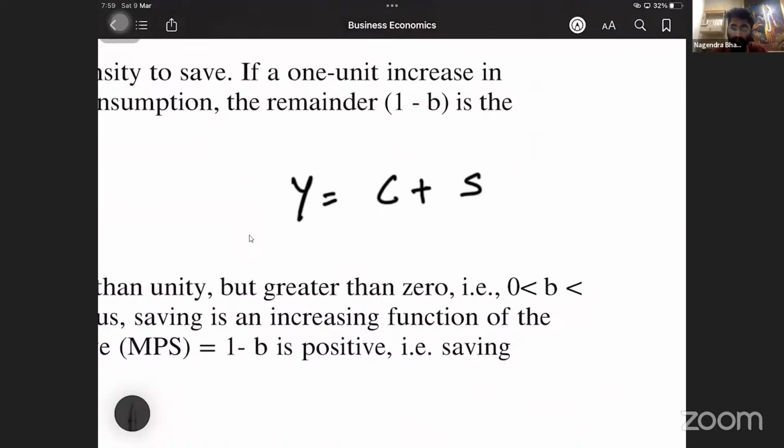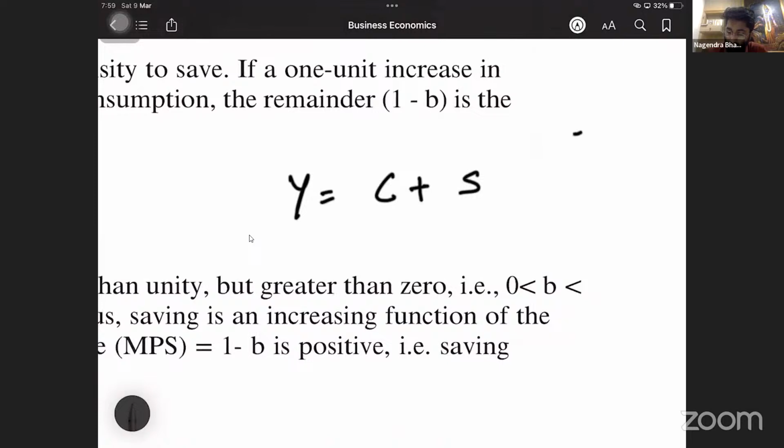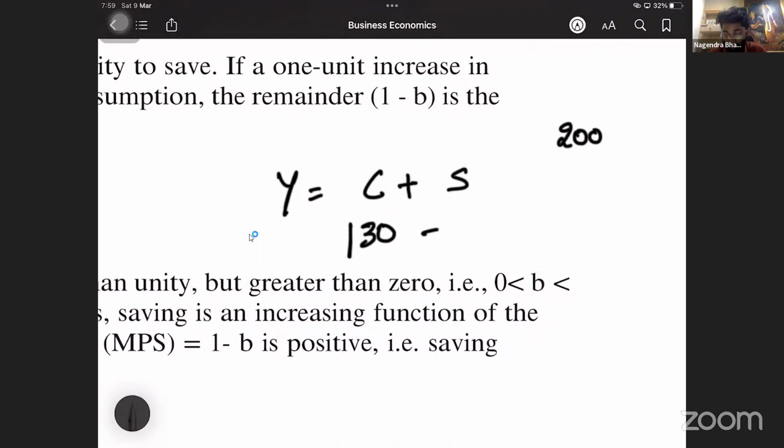For example, one more approach. If my income is 200 rupees, I spent 130. That means the other 70 should be my savings, no? If I save 70 rupees and I spend 130 rupees, what is my income? My income should be 200, no?